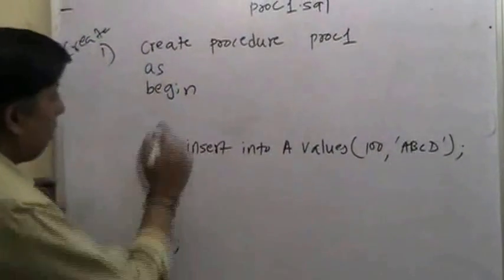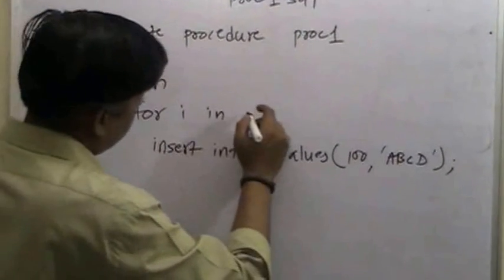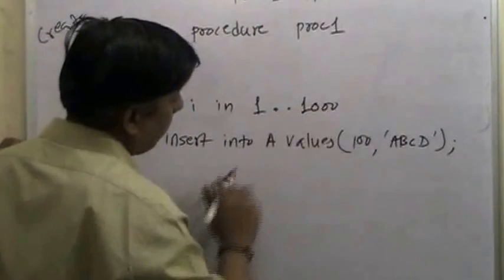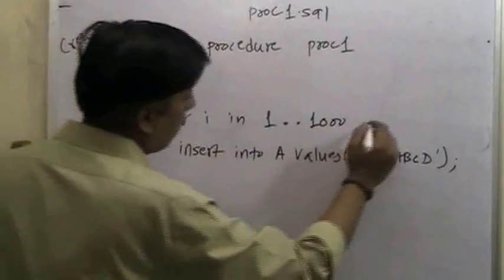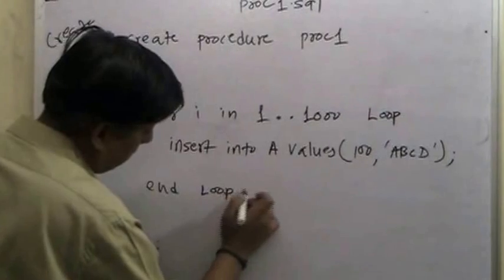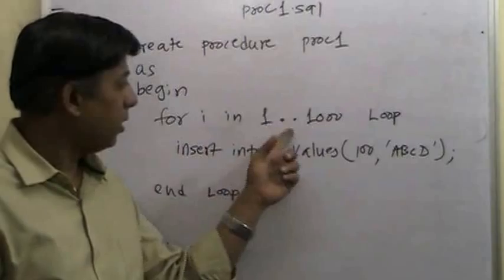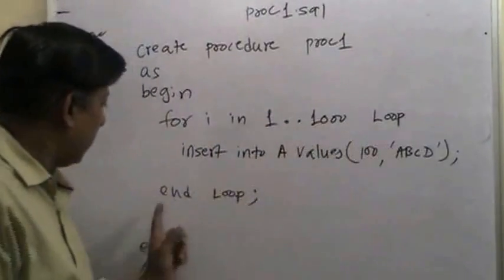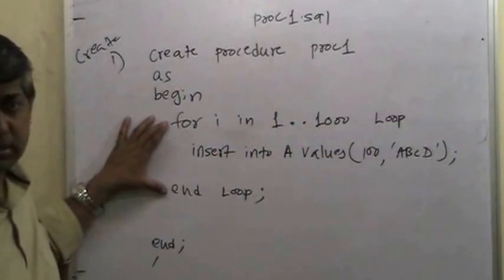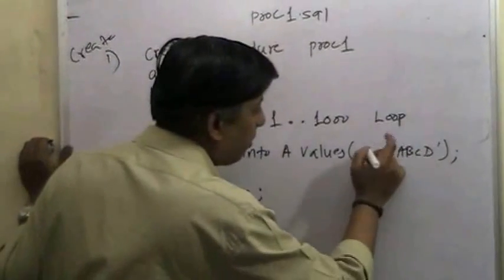Now I am going to write a simple code: for I in 1..1000, and then I'm going to type loop, and here I'm going to type end loop and a semicolon. See what this is? For I in 1..1000 loop, end loop, and between that I have an insert statement. Anything written between the loop and the end loop will now get executed how many times? 1000 times. And here instead of 100 I'm going to put an I.